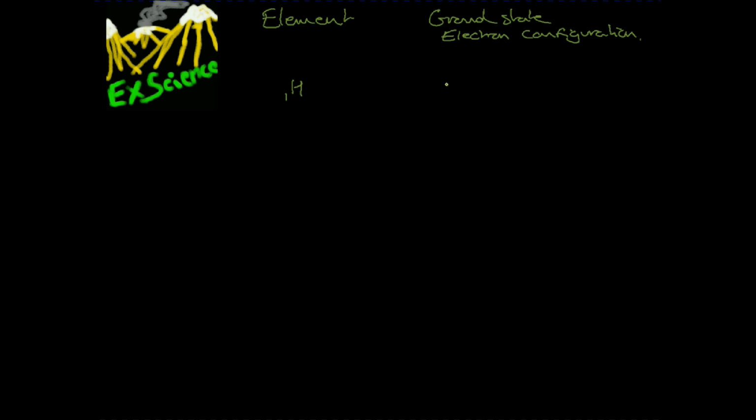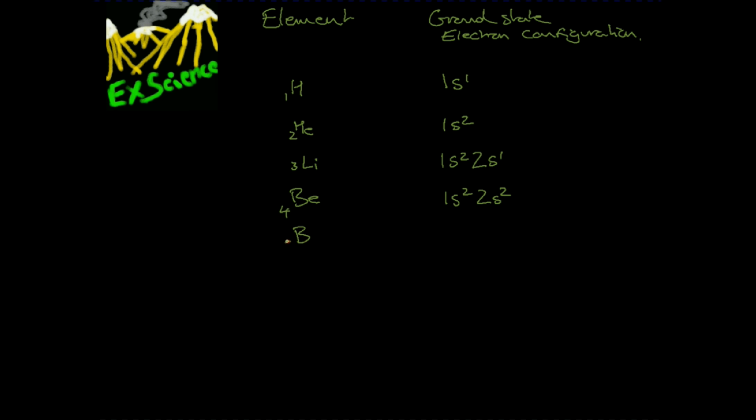So we start off, H1 is going to be 1s, 1 electron. It's got 1 electron on it. It's going into the lowest energy level, which is the 1s orbital, and it's got 1 electron in it. He2, 1s, got 2 electrons in. And the next one is lithium, 1s2, 2s1. Beryllium, 1s2, 2s2.